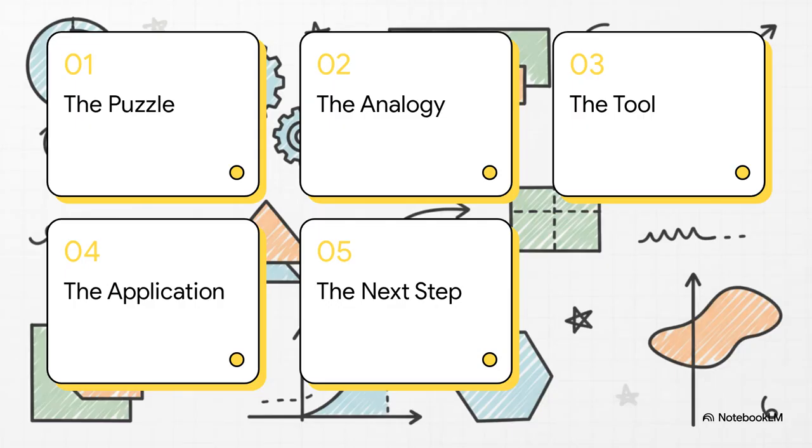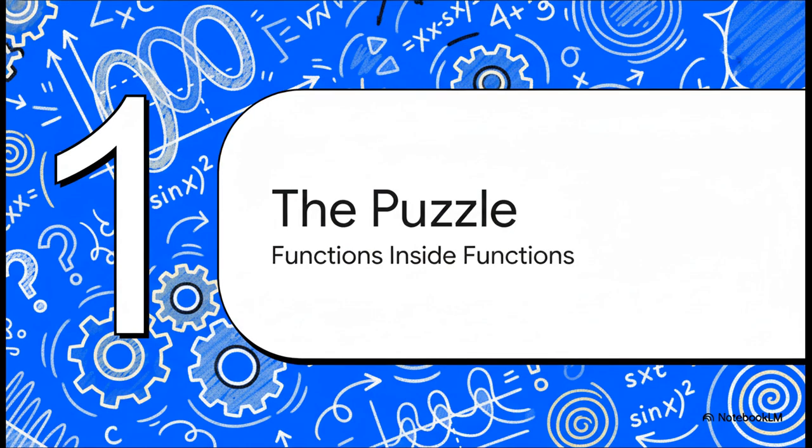And here's our game plan for cracking this thing. First up, we'll break down this puzzle of functions inside functions. Then we'll use a super simple analogy, nesting dolls, to make it all just click. After that, we'll introduce the tool itself, the chain rule, and then, you know it, we're going to use it to solve that problem from the first slide. And finally, we'll see how this one idea just blows the doors open for even more advanced stuff in calculus.